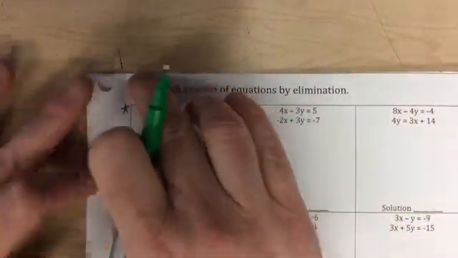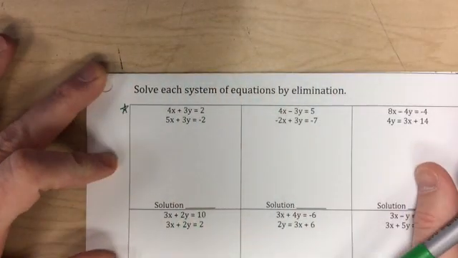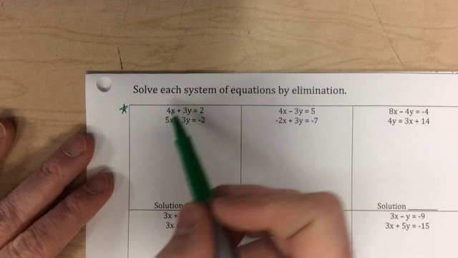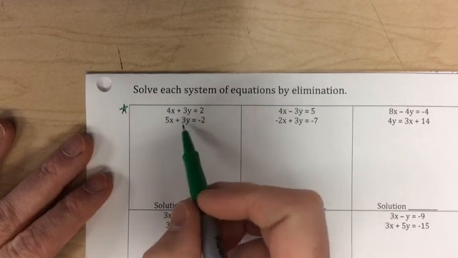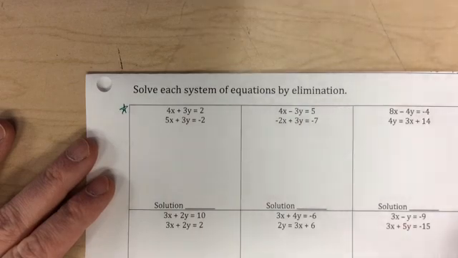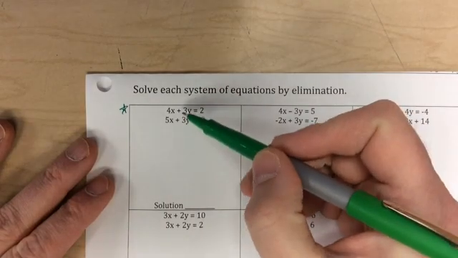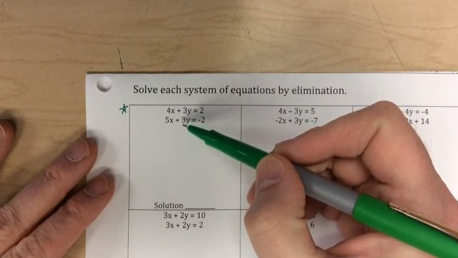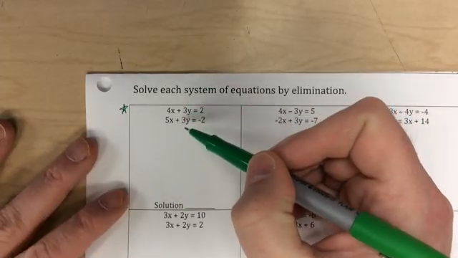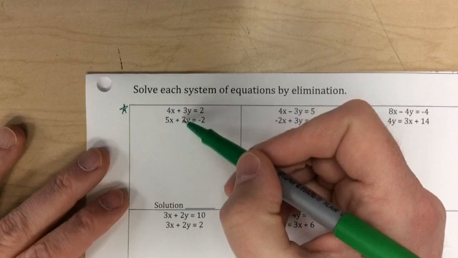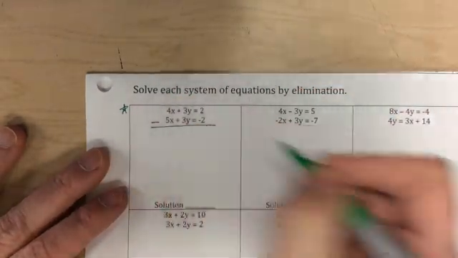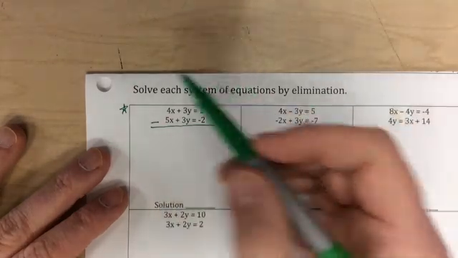Now let's do a couple of examples together, just so that we make sure that you understand what's going on. Okay, so we're going to do this first one, 4x plus 3y equals 2, and 5x plus 3y equals negative 2. So I'm going to look for the variable that has exactly the same coefficient, and that would be y. They both have positive 3 as a coefficient. So what do I need to do to those equations in order to eliminate that y? Well, because they're both positive, I'm going to have to subtract the equations. So I'm going to put a line and a subtraction sign, and then I'm going to go through and subtract.